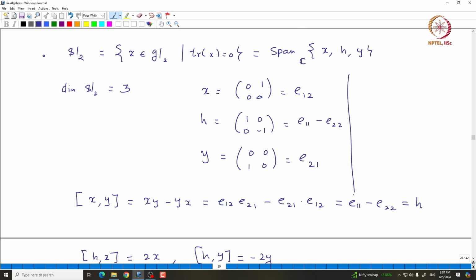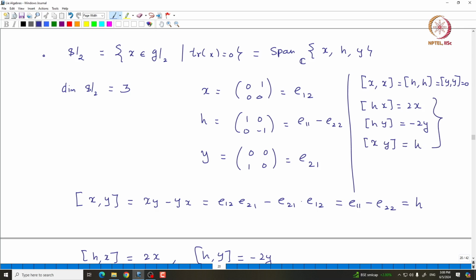So, with this basis, the brackets of these elements are given as follows: the bracket of xx, hh and yy must be 0, and then the bracket of hx is going to be 2x, and the bracket of hy is going to be minus 2y, and similarly the bracket of xy is going to be h. So, these are the most important structure constants of this SL2.